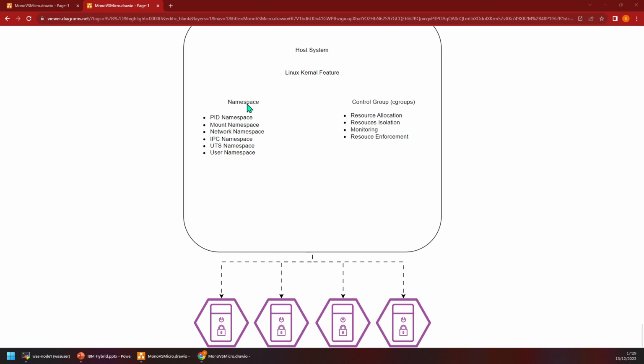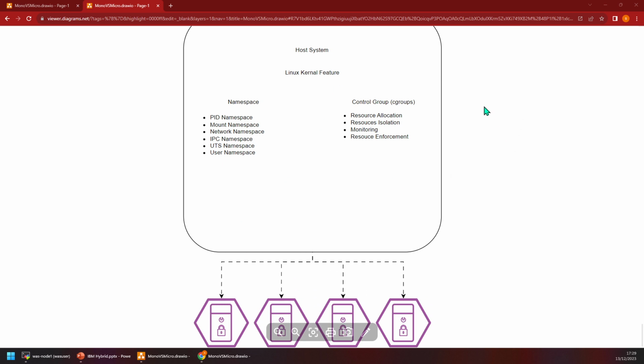Namespaces are a Linux kernel feature that provides process and resource isolation for containers. Docker uses several types of namespaces to achieve isolation between containers and between the host systems as well. So it is not only isolating between containers, it is also between the container and the host system.